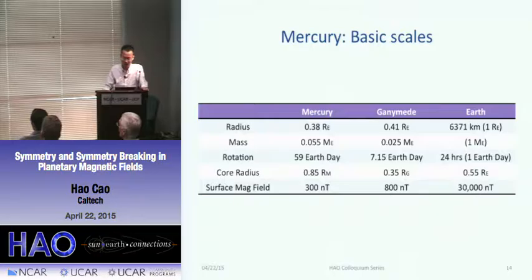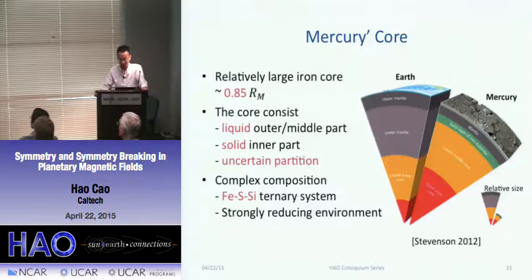And Mercury is a slow rotator compared to Earth. Its rotation is 60 Earth days. It has a huge core. In terms of radius, 85% of the radius of Mercury is actually its core, while for Earth, Venus, and Mars, roughly half of their radius is their core. In terms of surface magnetic field, Mercury's field is weak, 300, and Ganymede's is even weaker, about 800, and significantly weaker than Earth.